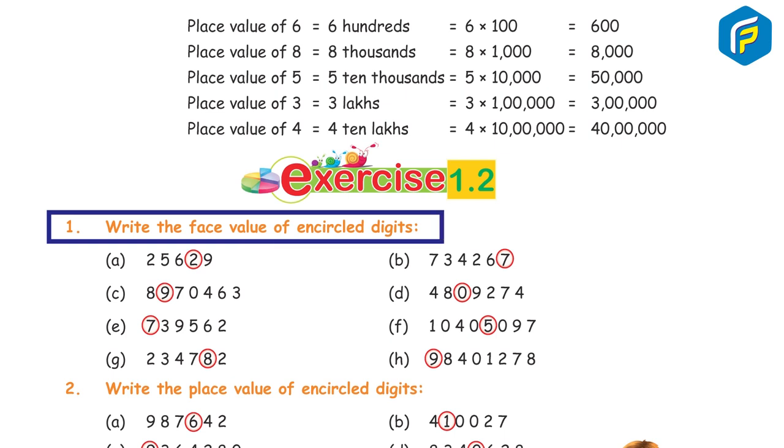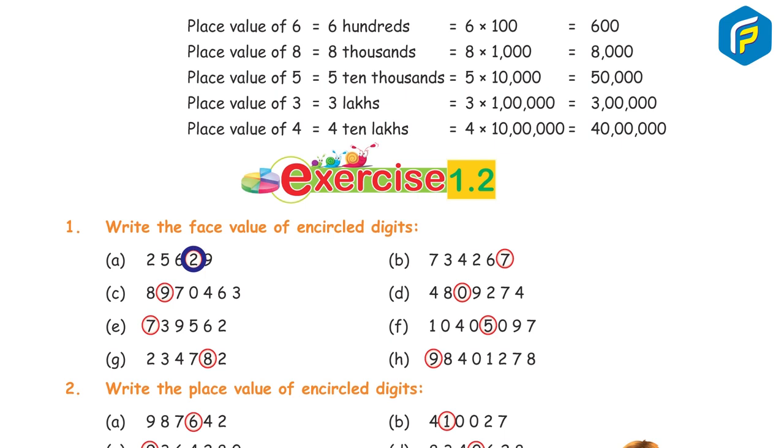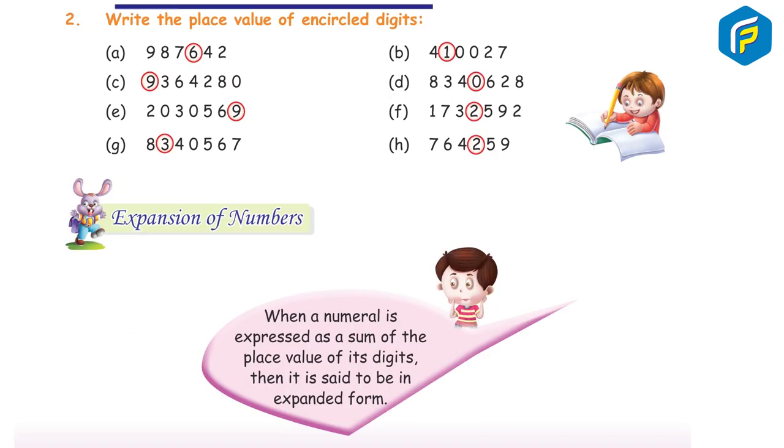Exercise 1.2. Question 1. Write the face value of the encircled digits. Answer: A 2, B 7, C 9, D 0, E 7, F 5, G 8, H 9. Question 2. Write the place value of the encircled digits. Answer: A 100, B 10,000, C 10 lakhs, D 1000, E 10, F 1000, G 10,000, H 100.